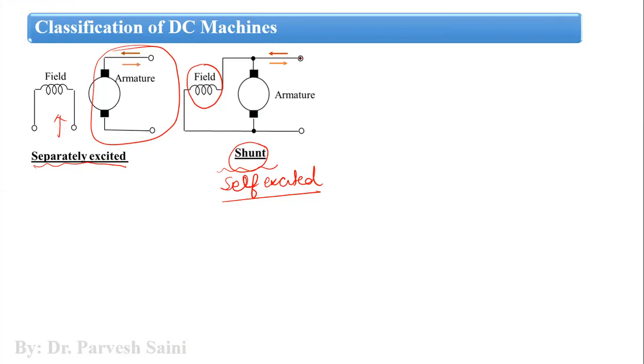When you provide a supply, like in the case of a motor, for example this is V, the current will go and divide into these two branches. The current provided to the armature, a part of that current is used to excite the field system, or to produce the magnetic flux. That is why we call this a self-excited DC machine.